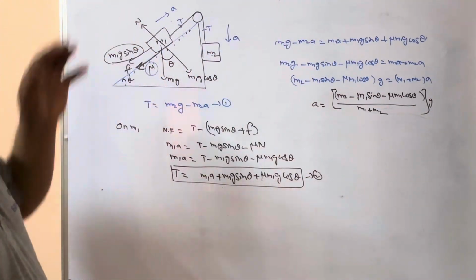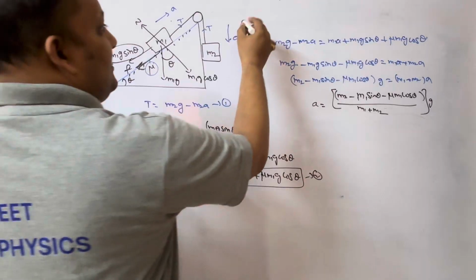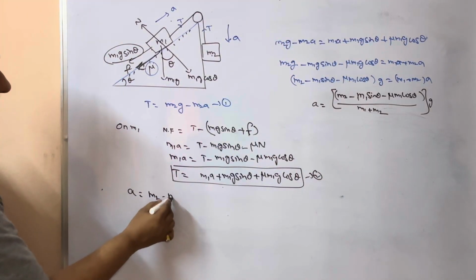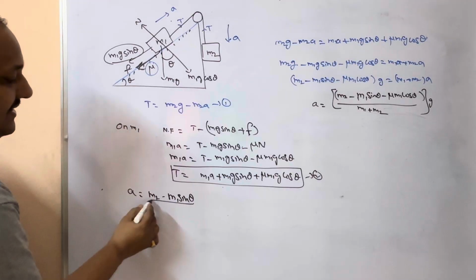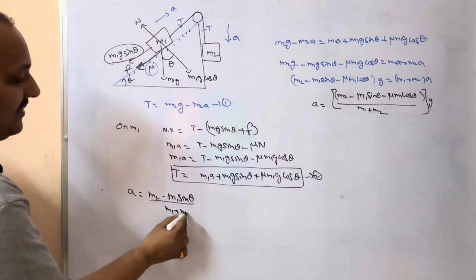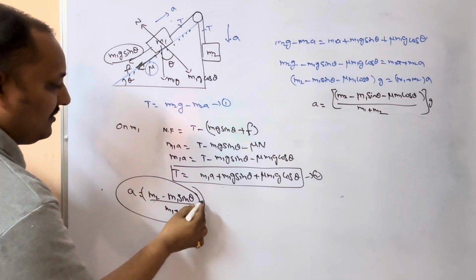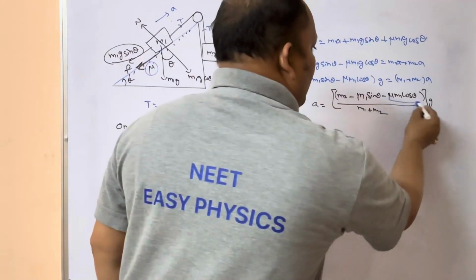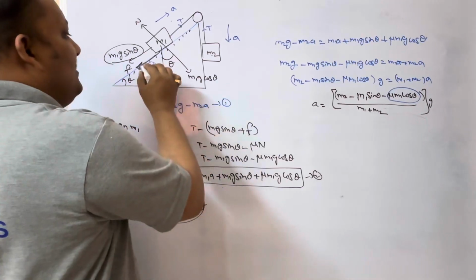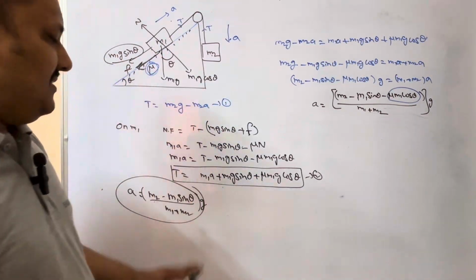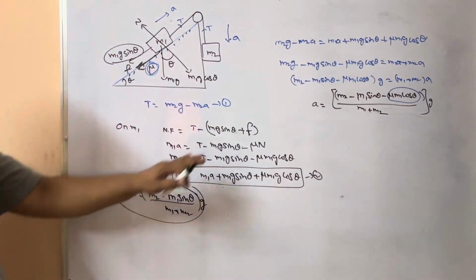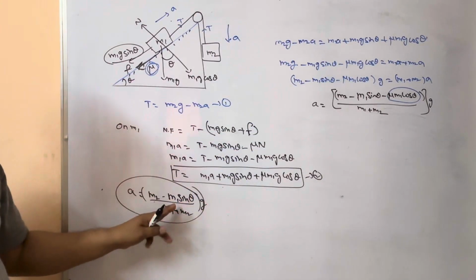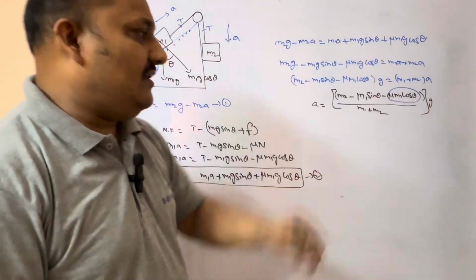So on a smooth plane, what did you get? Acceleration is equal to (M2 minus M1 sin theta) by (M1 plus M2), into g. So the extra term you got here is mu M1 cos theta. If mu is 0, then this becomes the smooth surface. Therefore, if you remember this formula, you can get this, isn't it? So if you remember this, you have to remember the extra mu M1 cos theta.